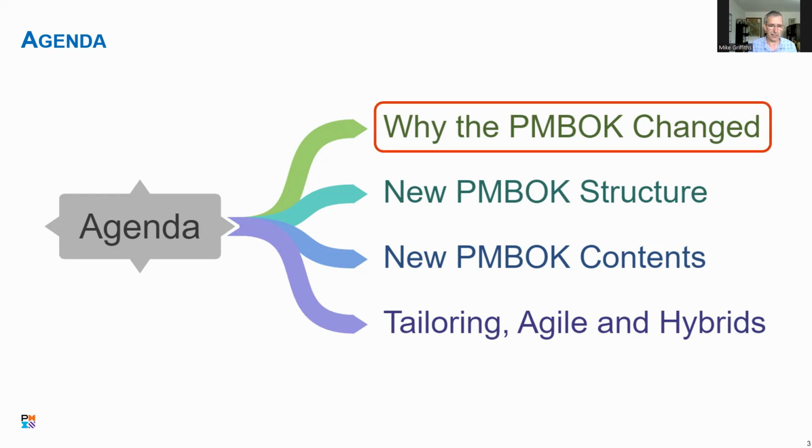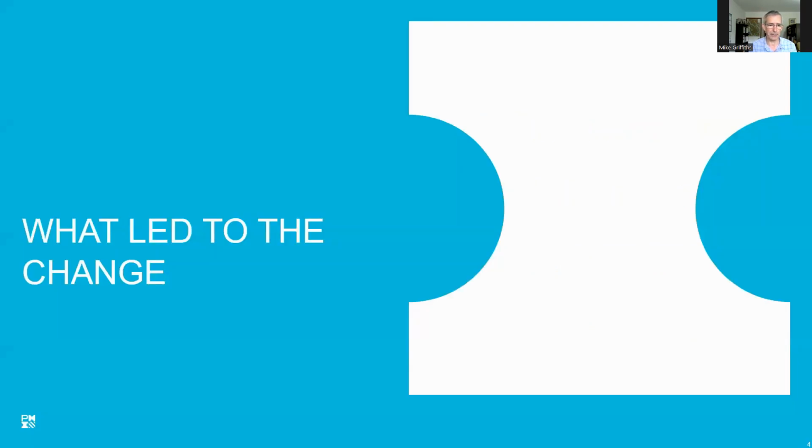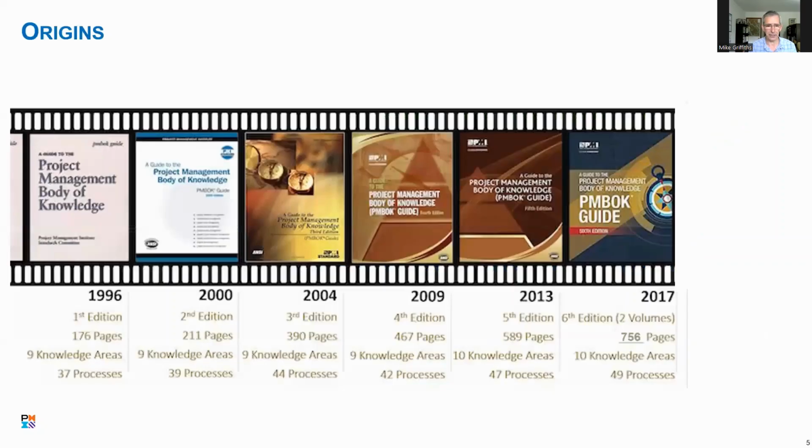So that's the idea. Let's start off with why the PMBOK guide changed in the first place. What led up to that change? This slide kind of shows the evolution of the PMBOK guide over the years. The first edition came out in 1996 and was just 176 pages. It was pretty slim.